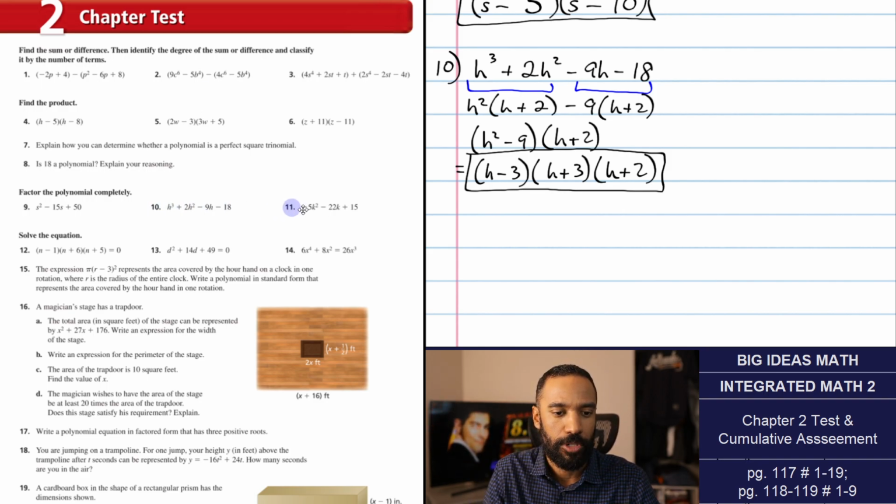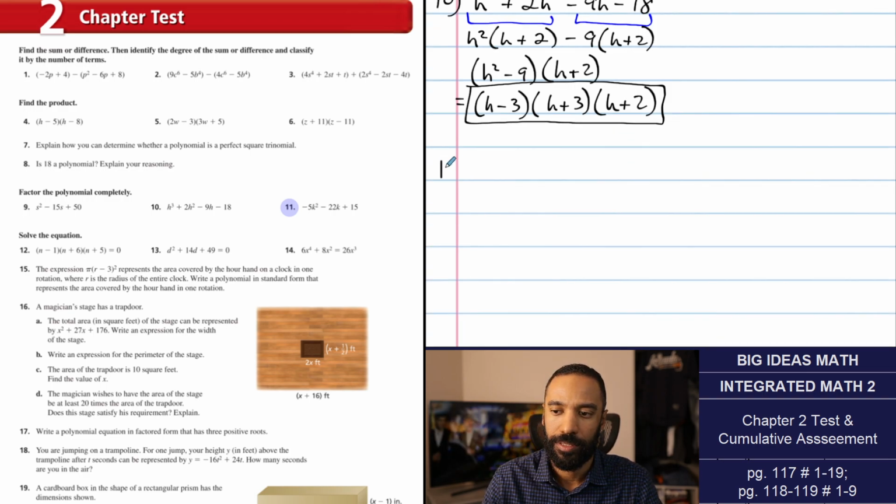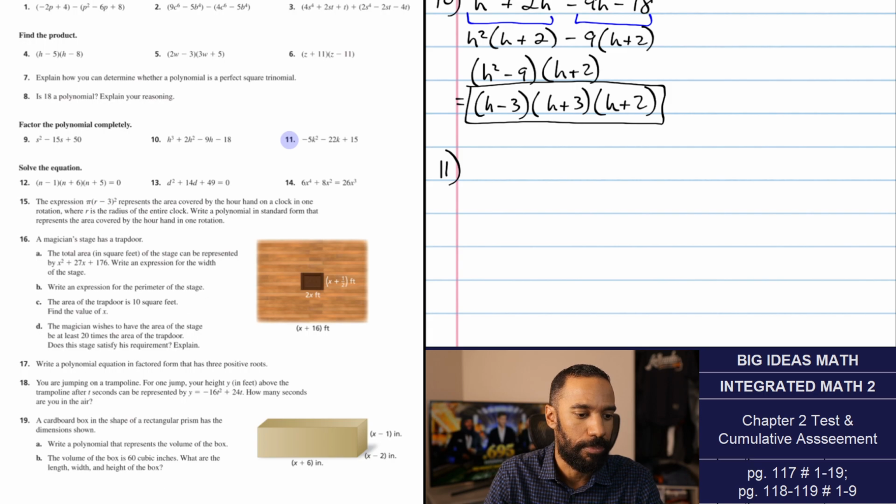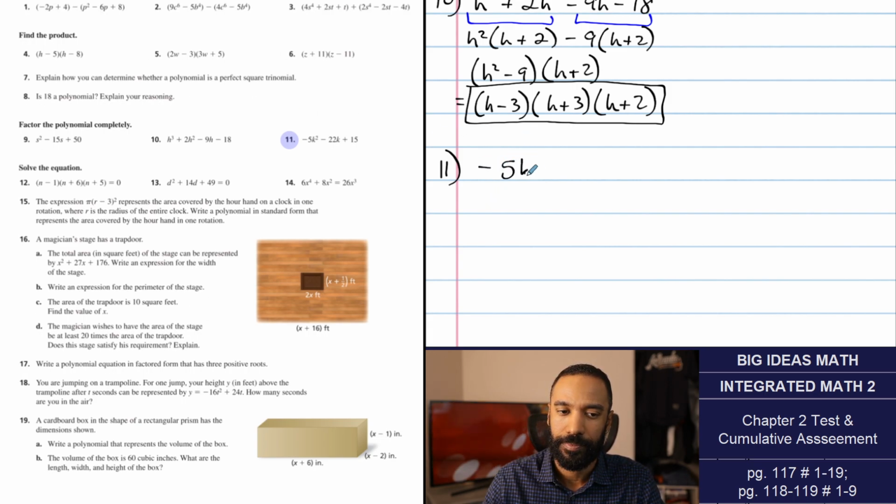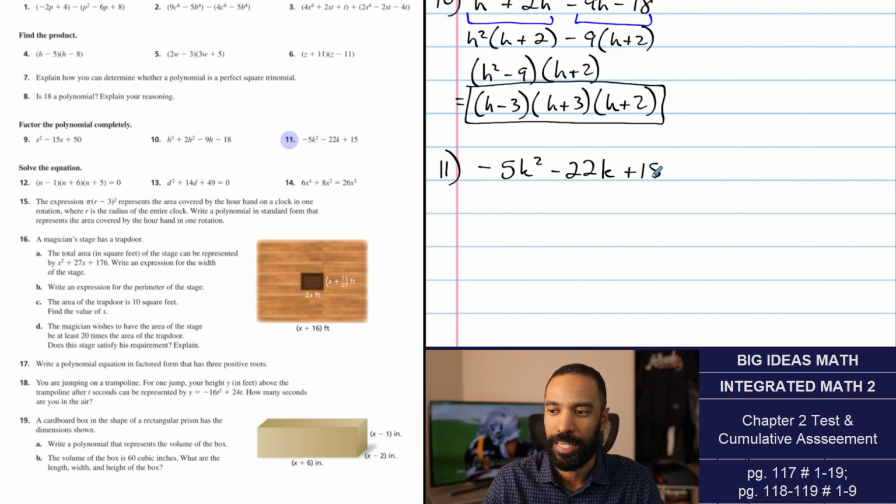More than halfway done on the Chapter 2 test itself, number 11. Well, at least problem-wise. I don't know about content-wise. It looks like we get word problems after. Maybe I spoke too soon. Negative 5k squared minus 22k plus 15. Let's go.